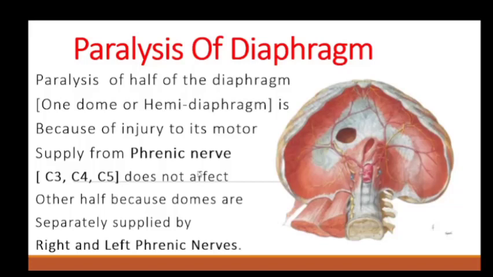The paralysis of diaphragm. The paralysis of half of the diaphragm, one dome or hemidiaphragm, is because of injury to its motor supply from phrenic nerve. Phrenic nerve is the branch of cervical plexus. The injury to only one phrenic nerve does not affect the other half because both domes are separately supplied by right and left phrenic nerves. This is the inferior view of diaphragm, this is the left dome, and this is the right dome.